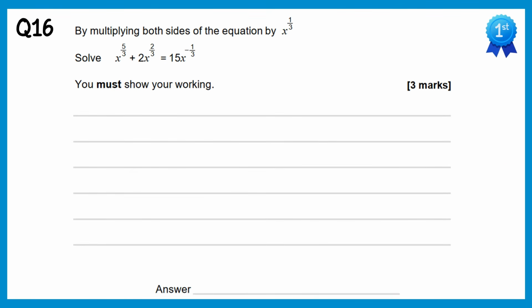In this question, we're multiplying by x to the power 1/3. So we'll start by doing 5/3 add 1/3, which is 6/3. And then we do 2/3 add 1/3, which is 3/3, so 2x to the power 3/3. And finally, negative a third add a third is 0, so it's 15x to the power 0. 6 over 3 is 2, 3 over 3 is 1, and we can lose that 1, and x to the power 0 is 1.